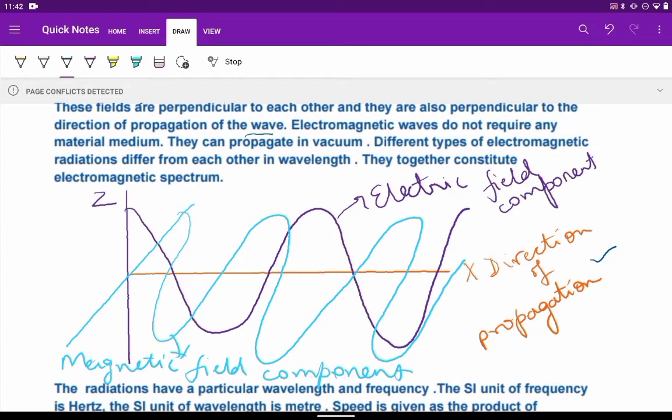There are certain characteristic properties of the electromagnetic waves. The first is that they do not require any material medium for propagation. They can propagate in vacuum. The different types of electromagnetic radiations differ from each other in wavelength. They all together constitute the electromagnetic spectrum.